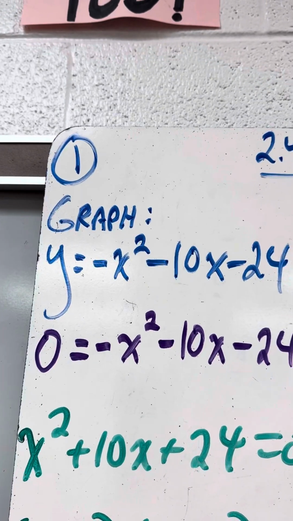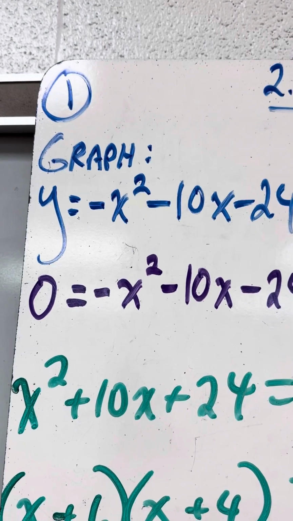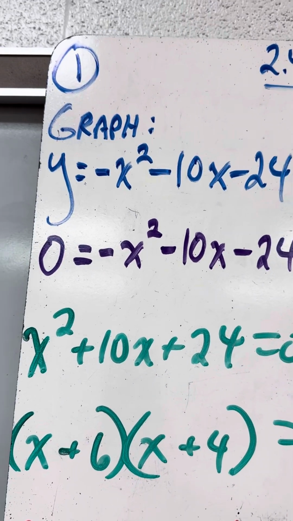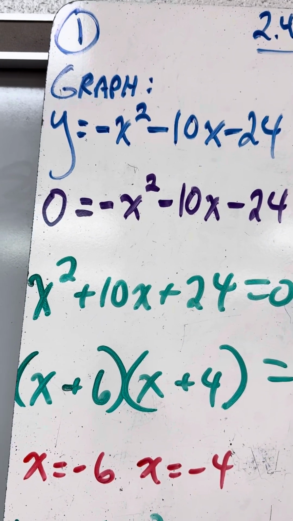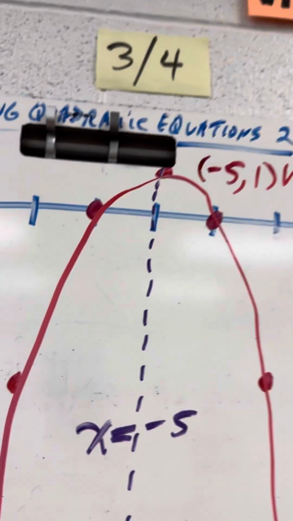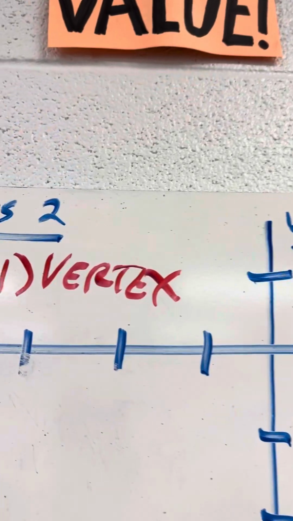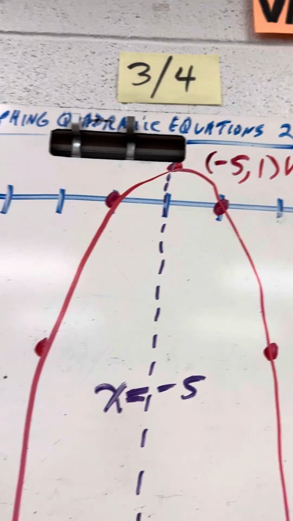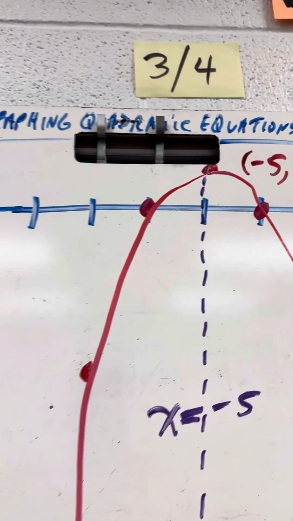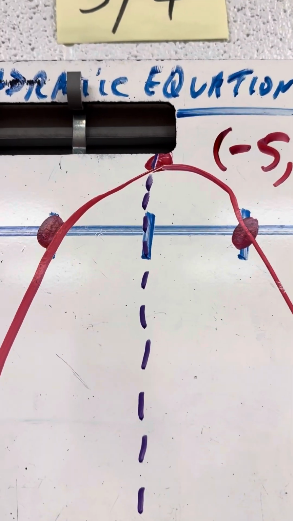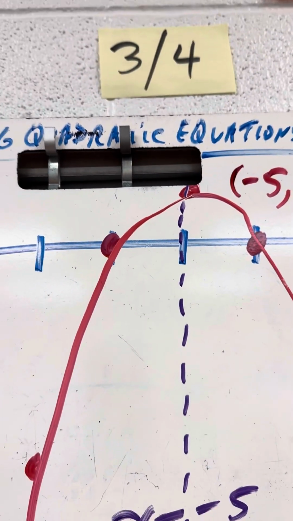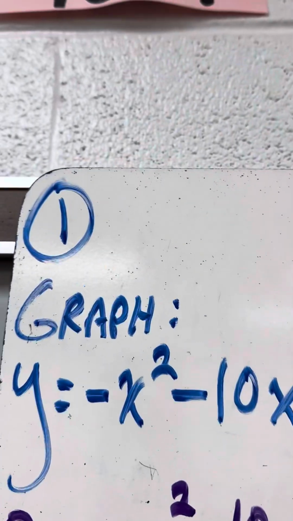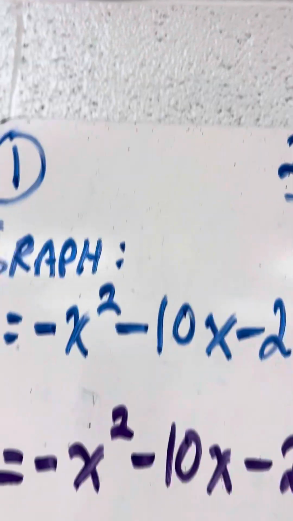So we can factor. You factor this, you get x plus 6, x plus 4, which means x equals negative 6 and x equals negative 4. So you have those 2 points. Once you have negative 6 and negative 4, you plug in negative 5, the one in the middle, into the original equation.